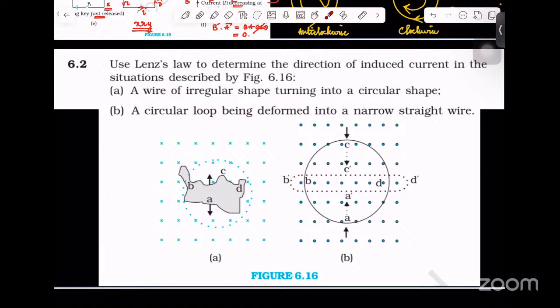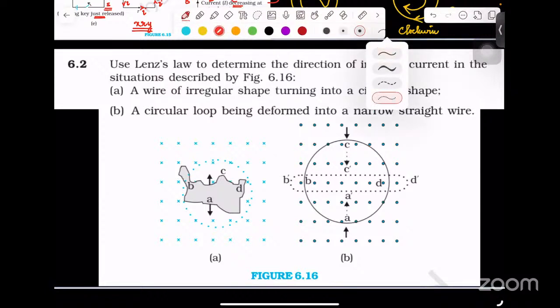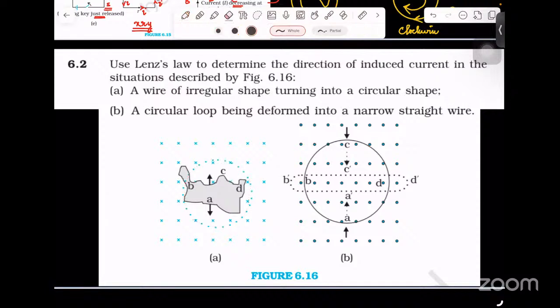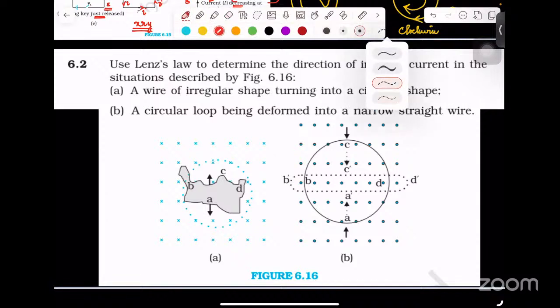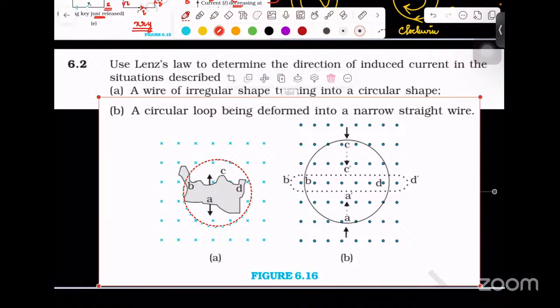So this wire is turning into a circular shape, okay. From the irregular shape, it's turning into a circular shape. Okay. This dotted line is representing the circular shape into which it is turning, okay.